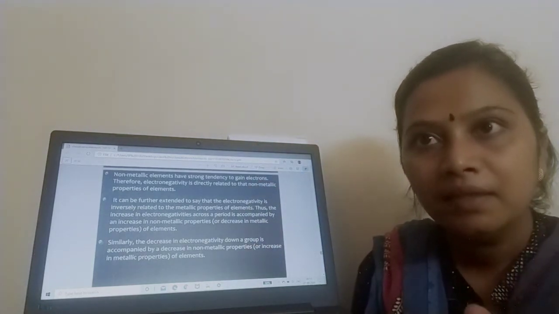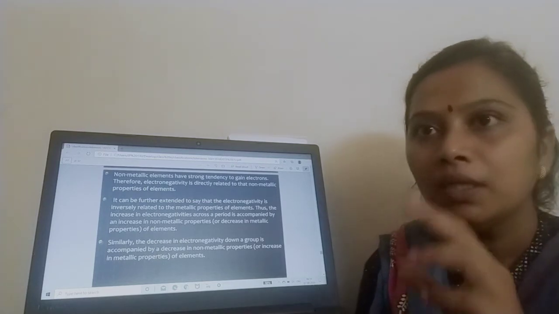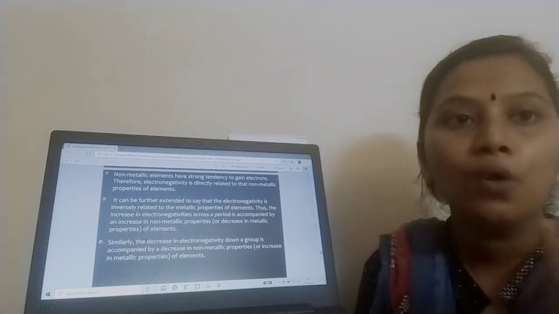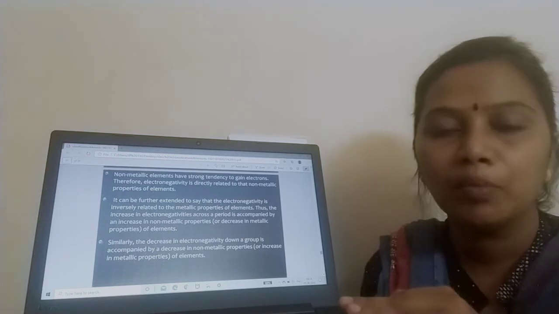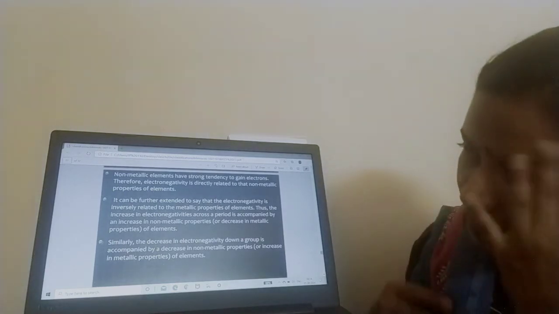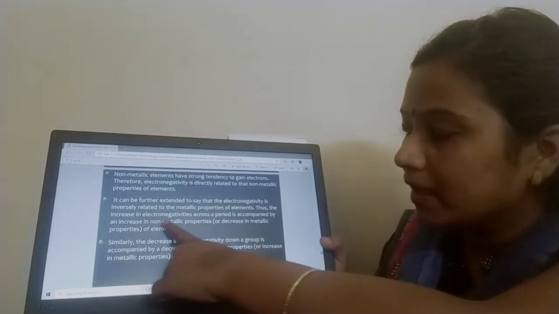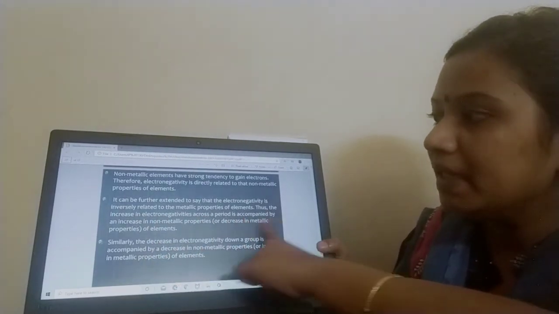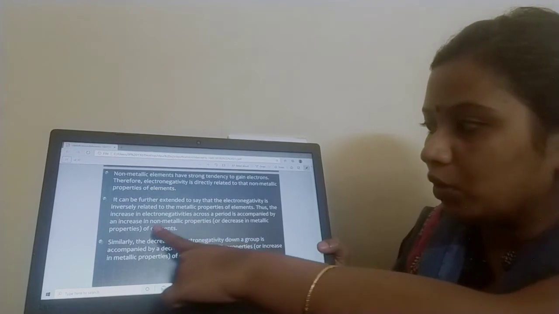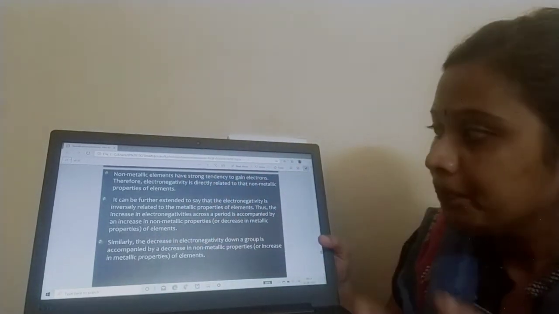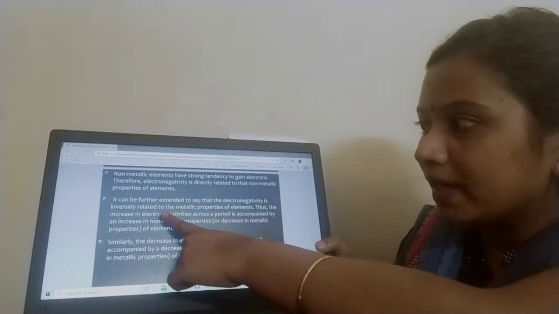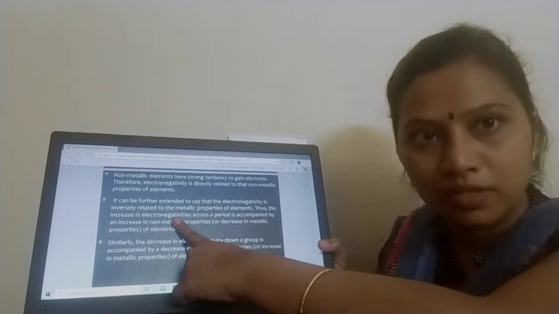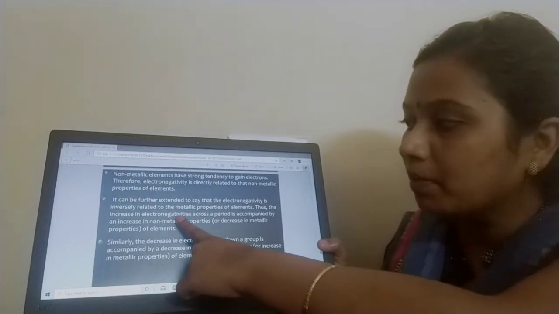Metallic character is inversely proportional to electronegativity. Non-metallic character is directly proportional to electronegativity. See, an increase in electronegativity across a period is accompanied by an increase in non-metallic properties of elements. Correct? So what happens to electronegativity? It increases across a period, especially with non-metallic elements.